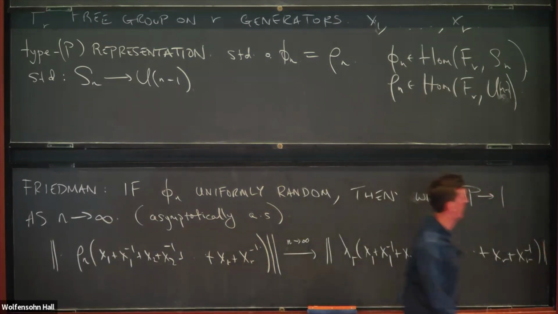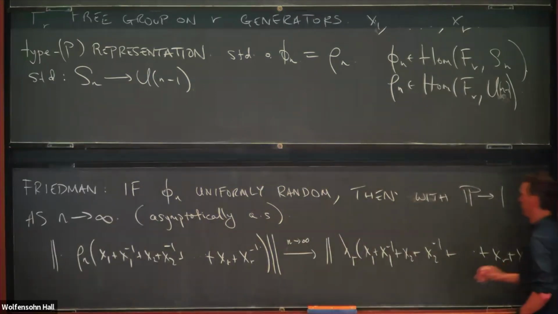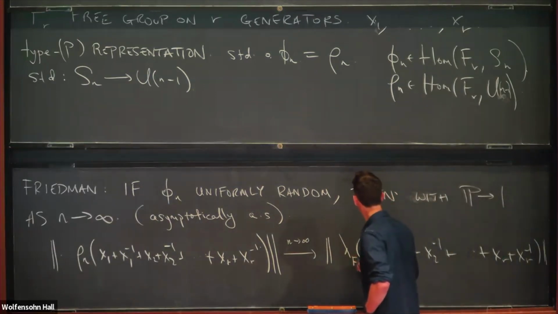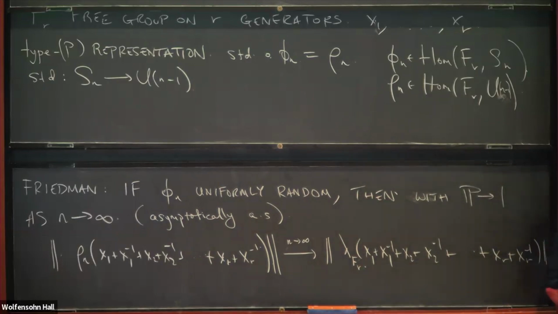Okay. What is lambda? This should be lambda fr. Lambda fr is a left regular representation of the free group. So it exists for every discrete group, and it takes fr to the unitary operators on L2 of the free group itself. It's a left regular representation.